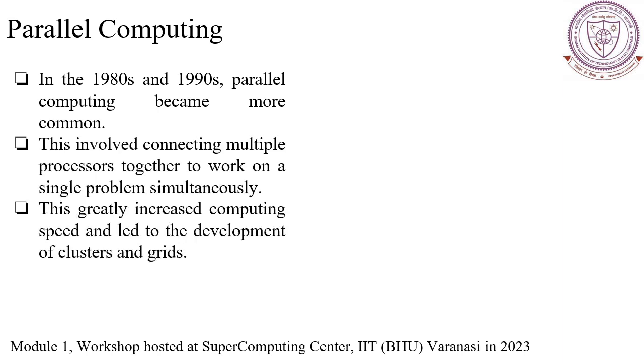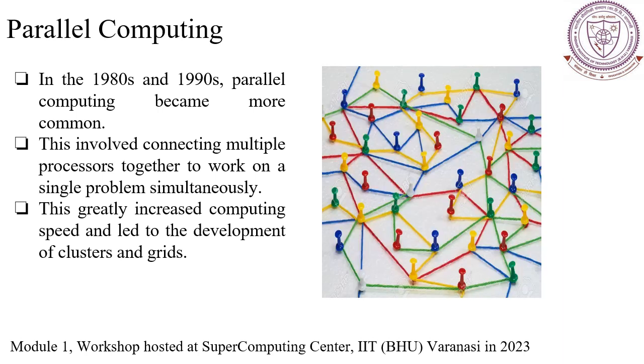Then the second thing is parallel computing. In the 1980s and 1990s, parallel computing became more common. This involved connecting multiple processors together to work on a single problem simultaneously. This greatly increased computing speed and led to the development of clusters and grids.